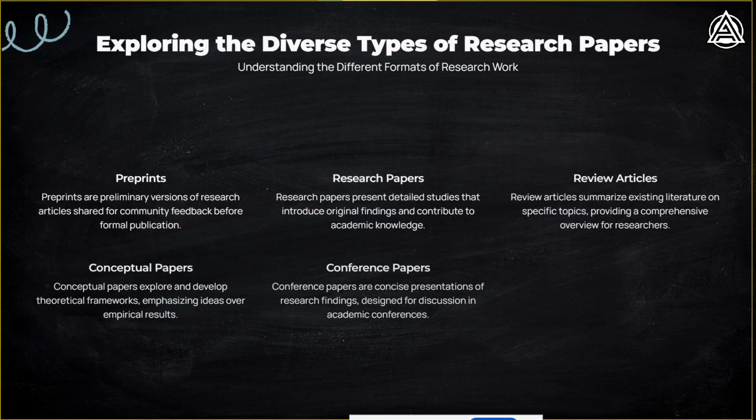So let me begin with the types of research papers we have. Here I have outlined 5 types of papers. I hope this slide is visible to all of you. Okay, so first one is preprint, second is research paper or original research article, then we have review article, then conceptual or concept based papers, then conference paper. So what is preprints? Anybody want to comment?